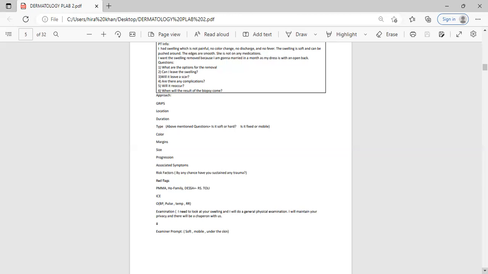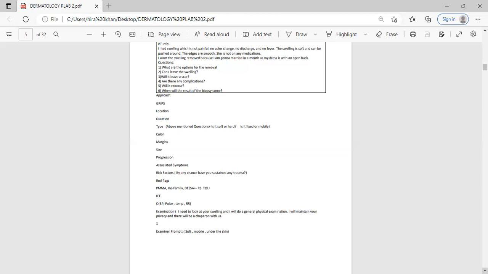And then mention the examination. So, well, Clara, I need to take your blood pressure, pulse, temperature, and respiratory rate, and also I need to have a look at your swelling to see what it is, and we'll do an examination from head to toe. I'll be maintaining your privacy, and there will be a chaperone with us. Is it okay for you?